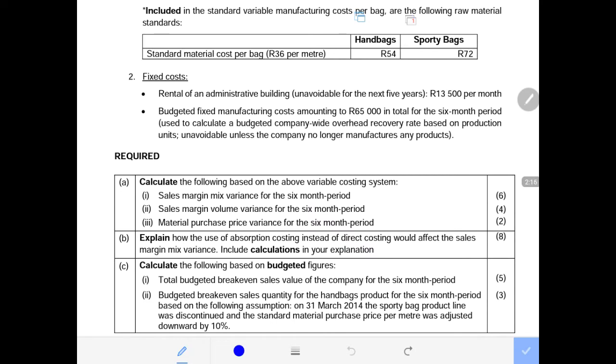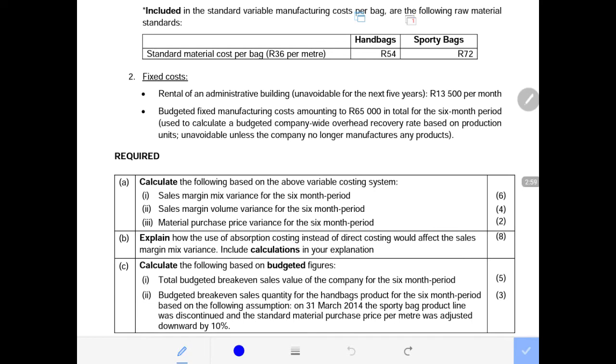So now we explained what that means. By taking the sales units that we are budgeting to produce and sell, we look for the common lowest denominator, which was 5:4. So under our sales mix, we also need to know that sales mix. Then our requirement number 2 is to calculate the sales margin volume variance for the 6-month period. Then the last one under 1 is the material price variance for the 6-month period, and it's a total of 12 marks. Then after, there's a theory aspect of the question, number B, which I will not be doing.